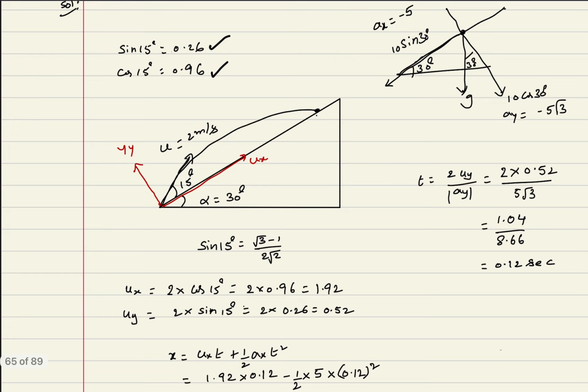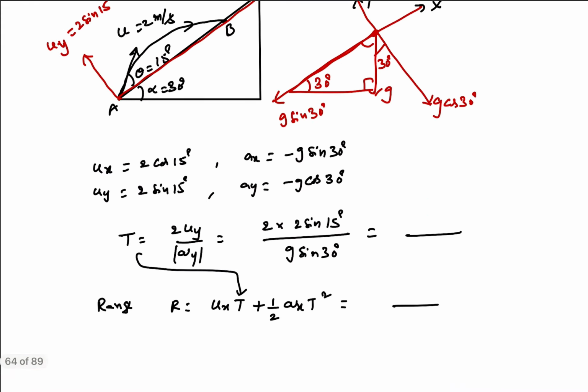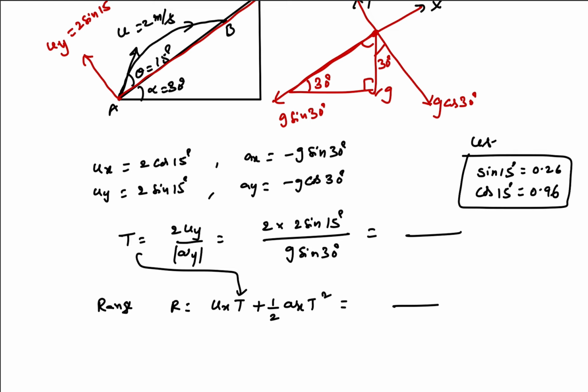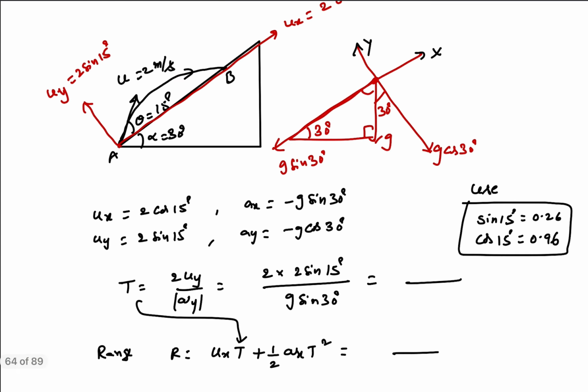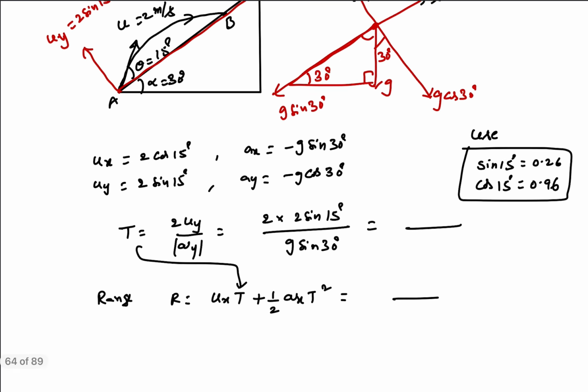Use that, sine 15 degrees is equal to 0.26, cos 15 degrees is equal to 0.96. Using this, you are getting 20 centimeters as the answer. Observe carefully, I have not remembered anything. Time of flight is a basic relation that I have written. Even when the particle is projected vertically up, you use that only. We have used the same formula.